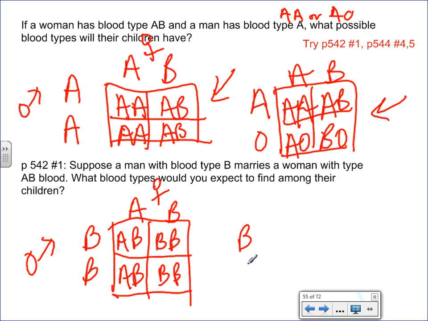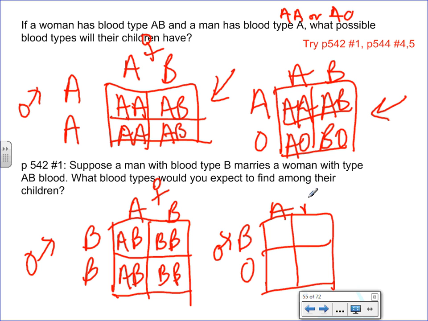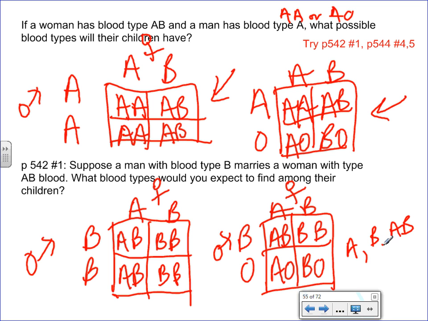If instead he is BO, then the children could be AB, they could be B, they could be A, or they could be B. So with this one, it could be A, B, or AB. But with this one, it can only be B or AB.